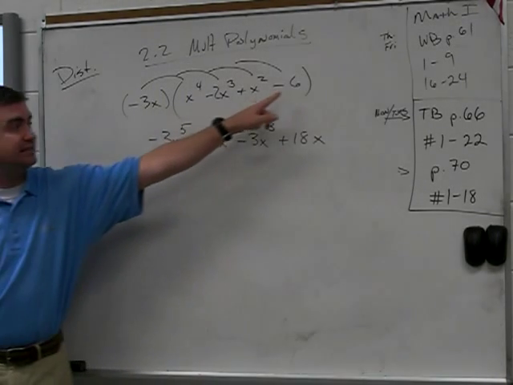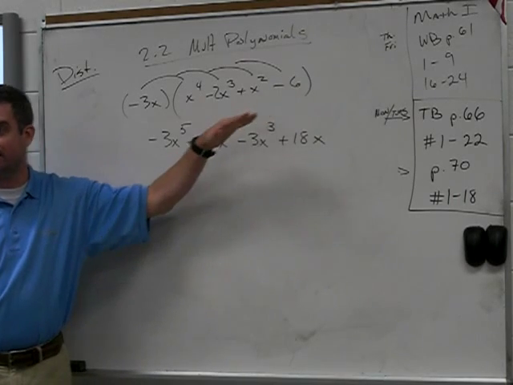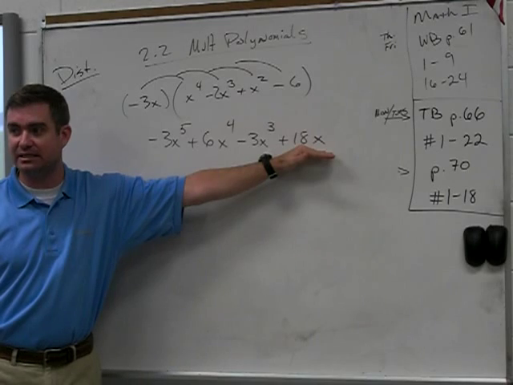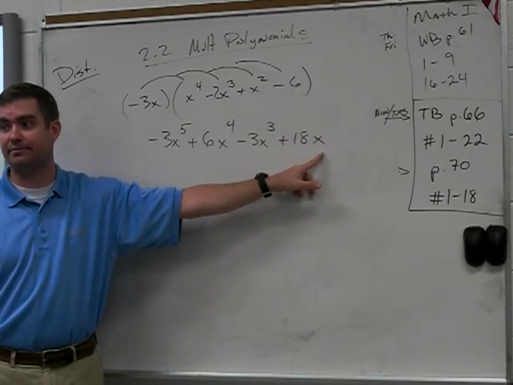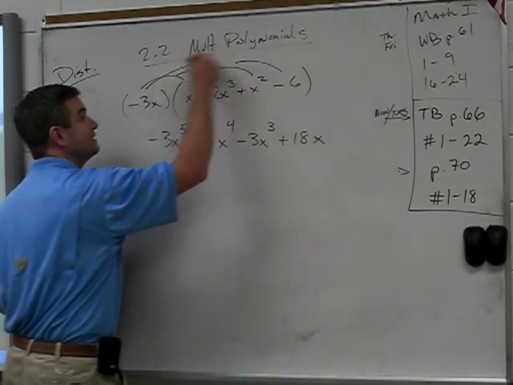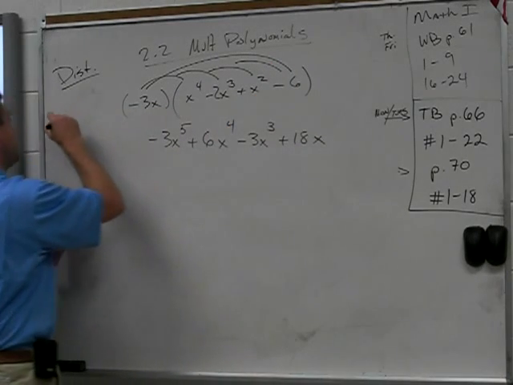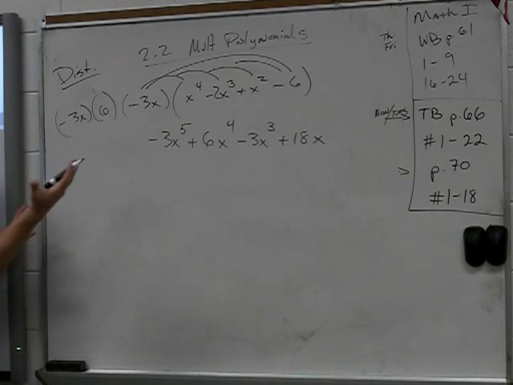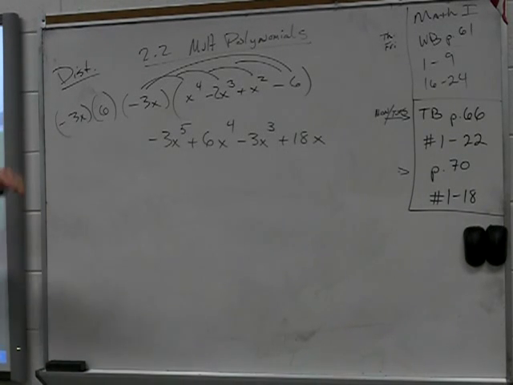There's no x on the 6, right? That's why I did that. X to the 5th, x to the 4th, x cubed, x by itself. Don't think it's just going to automatically be x squared. This times this, I'll write it right here. Negative 3x times 6. There's only one x. 18's only got to have one x. It is in descending order.